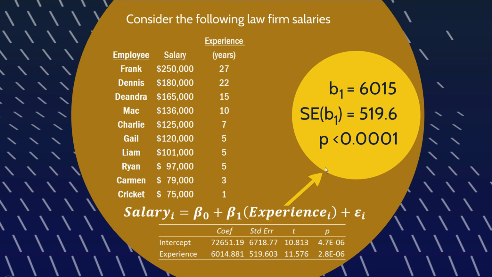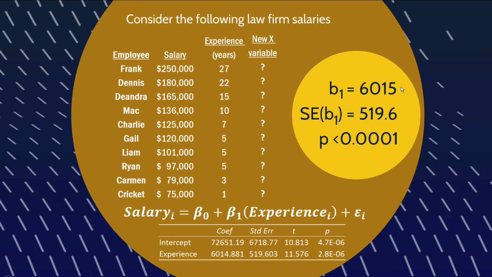Let's highlight that. So the coefficient 6015 indicates to us that for an additional year's experience, one would expect the salary to go up $6,000. Not bad. And the standard error is quite small, 519 in comparison, giving us a p-value that is less than 0.0001, so a very, very small p-value, which is unsurprising because quite clearly experience is affecting the person's salary. Okay.